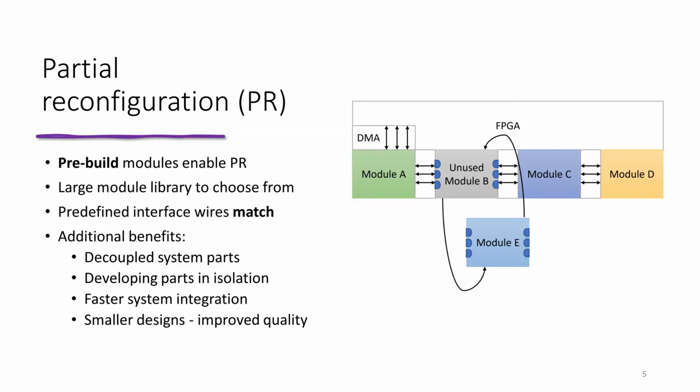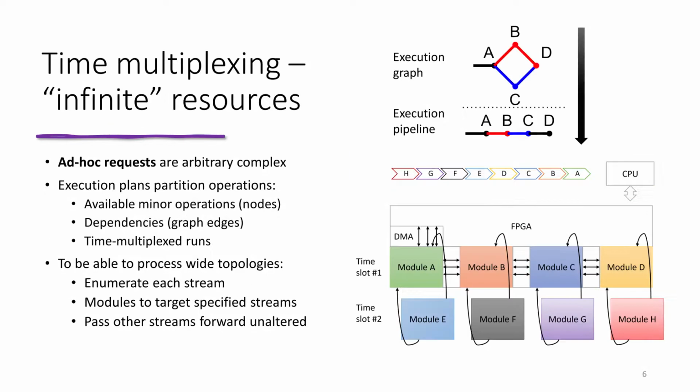Namely, the coupled system parts are easier to maintain as they can be created in isolation and later integrated faster. Furthermore, research has shown that the tools operate faster and better with smaller designs. Most importantly, partial reconfiguration allows us to have virtually infinite resources through time multiplexing.